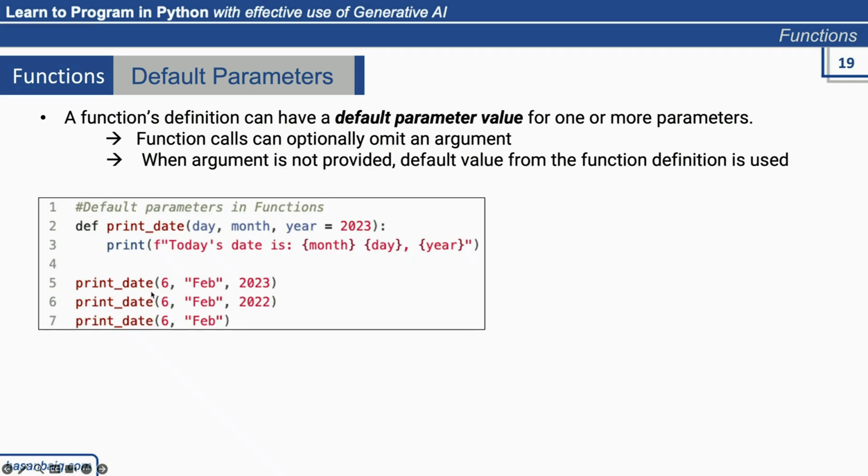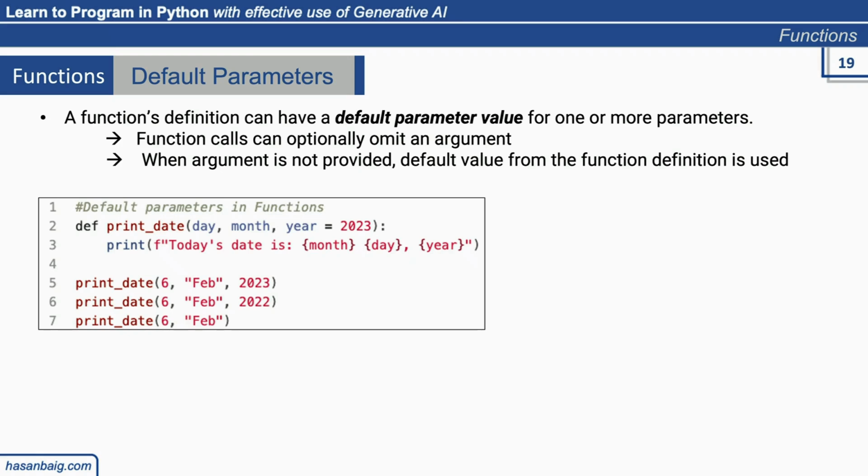So you see, in the first function call, I pass the value 6, which will be assigned to the first parameter, day. Feb will be assigned to month, and 2023 will be assigned to year, which is already defined. Next time when I'm calling this function, I'm passing a different value for the year. What does that mean? The default value will be overwritten with what I pass, okay? And in the third call, I'm not passing any value at all. It will not throw any error. When we are not passing any value, it will pick the default value to use in the inside logic of the function.